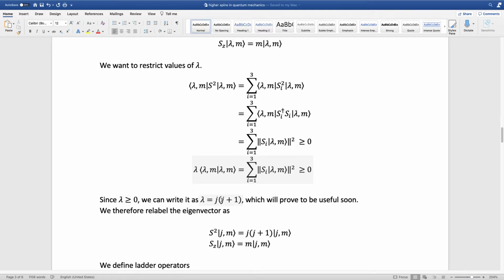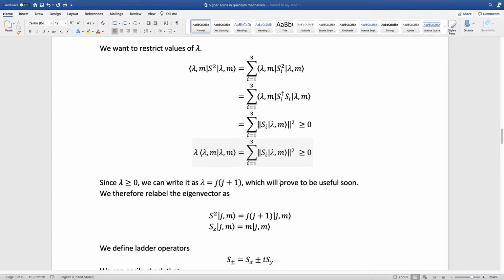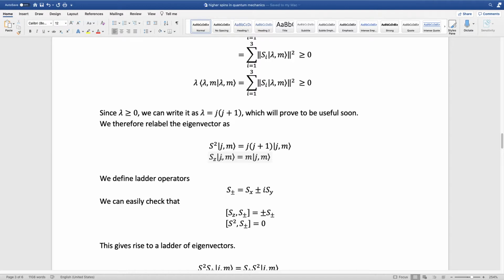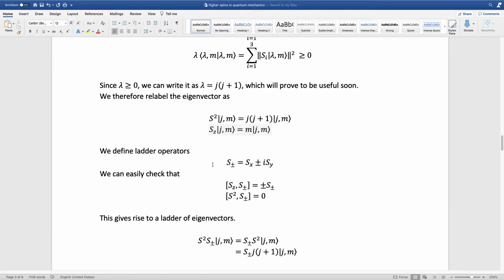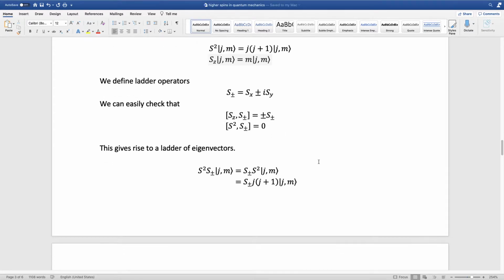Without loss of generality, we can write it as j(j+1), where j is a positive real number. This will be useful soon. We therefore relabel the eigenvector with j instead of λ, so an eigenvector is labeled with j and m. Now we define ladder operators as the following. Do note that the ladder operator is still an element of the Lie algebra because it's a linear combination of the generators.